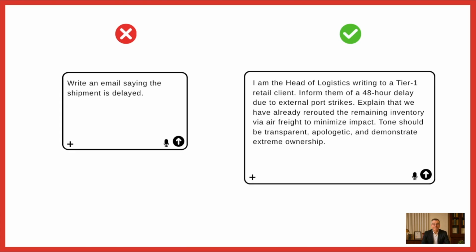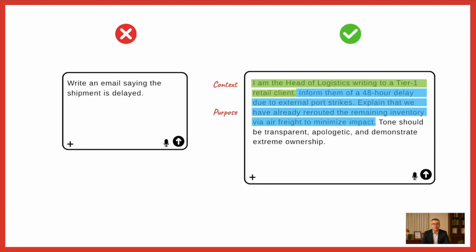Another example, first the vague prompt: "Write an email saying the shipment is delayed." Now the structured prompt: I am the head of logistics, writing to a tier 1 retail client, is the context. Inform them of a 48-hour delay due to external port strikes. Explain that we have already rerouted the remaining inventory via air freight to minimize impact, is the purpose. Tone should be transparent, apologetic, and demonstrate extreme ownership, is the response.